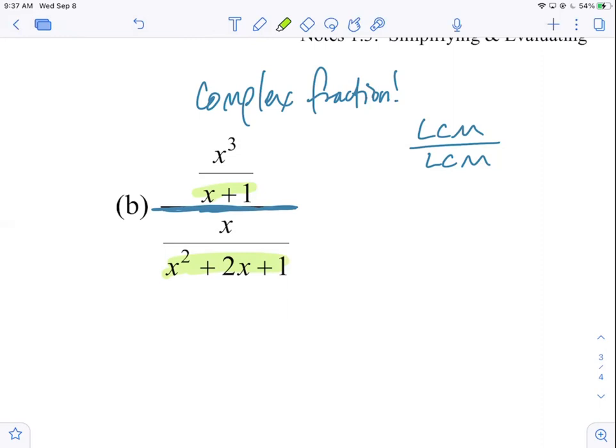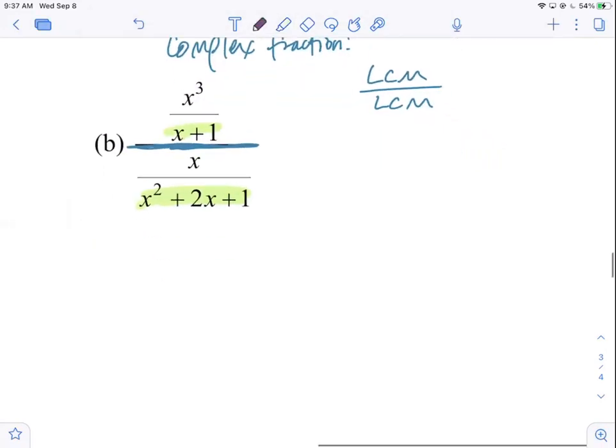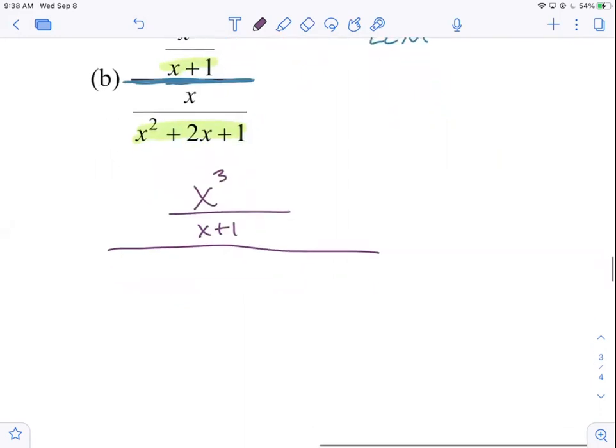Factor it. Yeah. So I'm not going to do state change flip here. Even though it works, I want to teach you another method. This might be the last thing we do today. I get x cubed over x plus 1, all over, make that line a little bit longer, it's the main division bar, x over, and now to factor the bottom, it's x plus 1 times x plus 1, or x plus 1 squared.